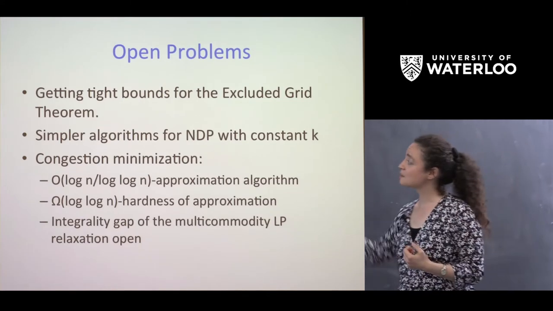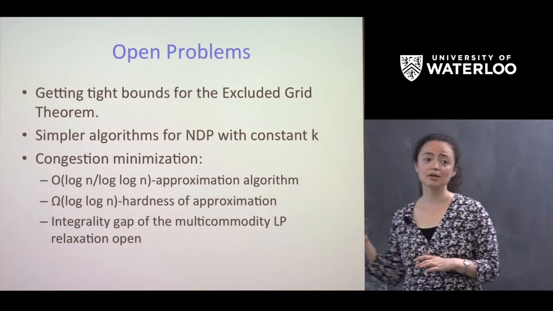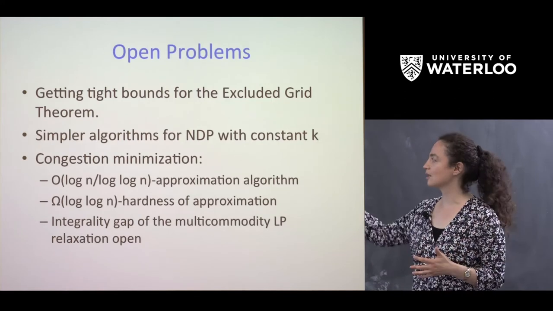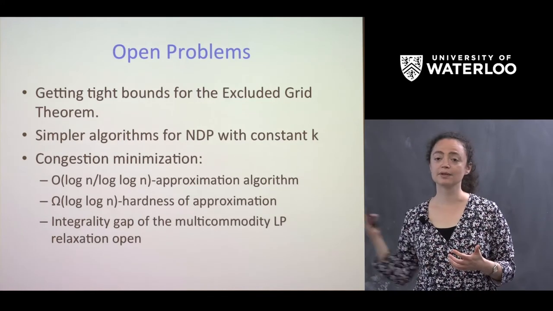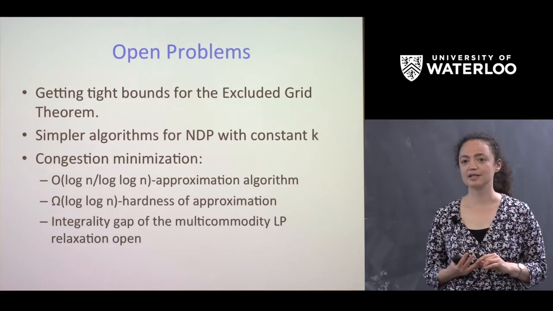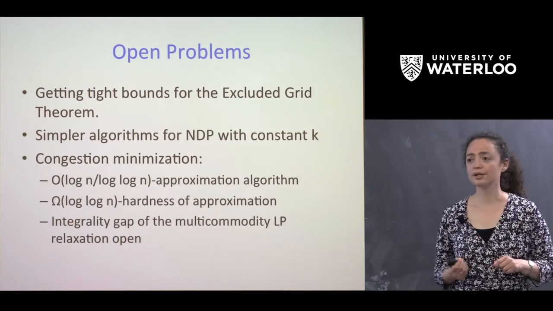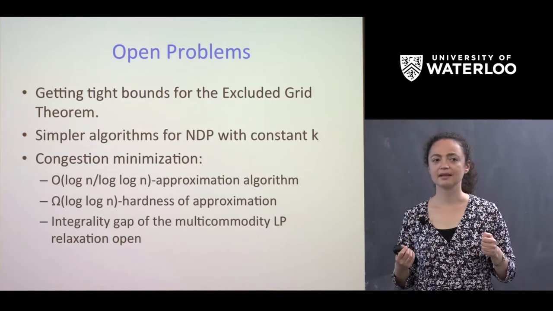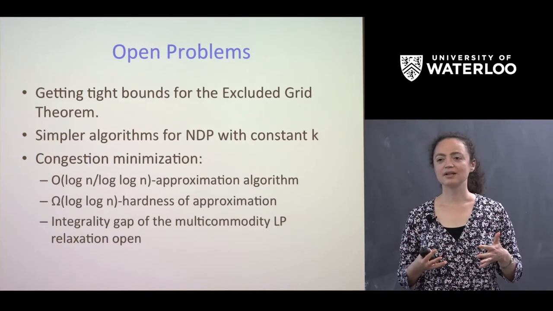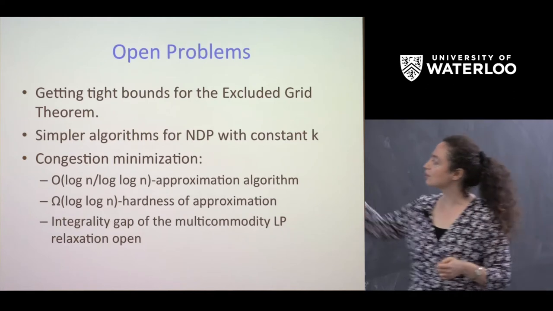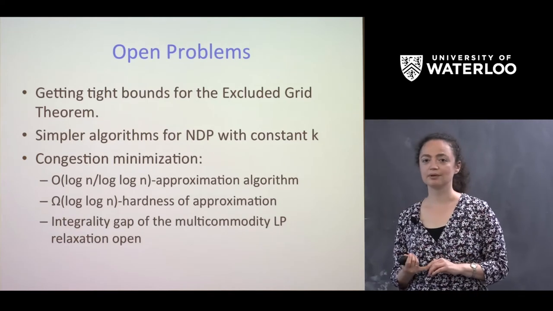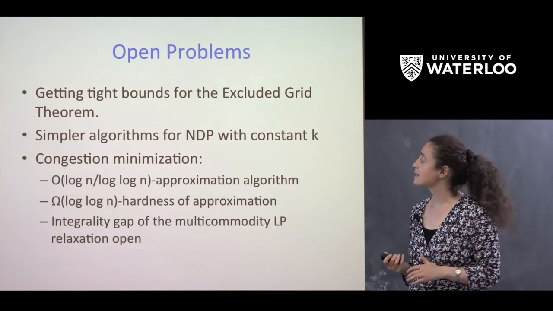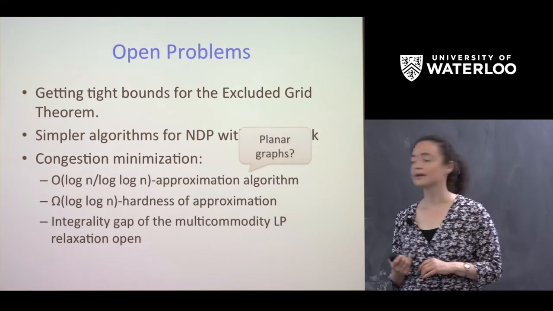And finally, this problem I didn't mention. It's, I think, from an approximation viewpoint, the most important open problem that was left in this area: congestion minimization. Here, you want to route all demand pairs and minimize the congestion. The Raghavan and Thompson randomized rounding technique that I mentioned will give you a log n divided by log log n approximation algorithm. We don't have anything better even for planar graphs.